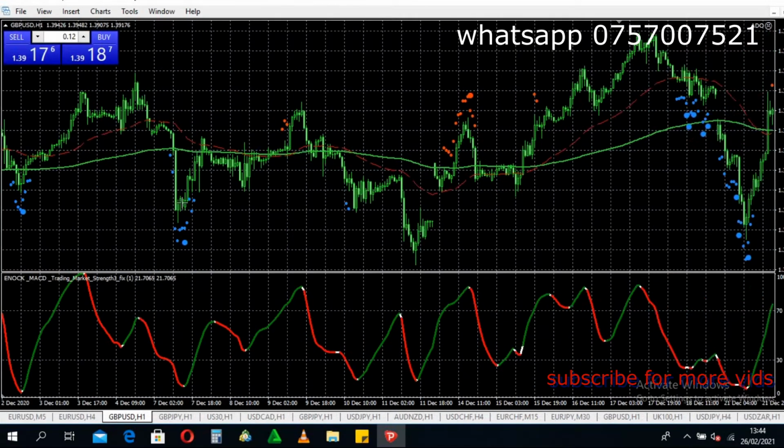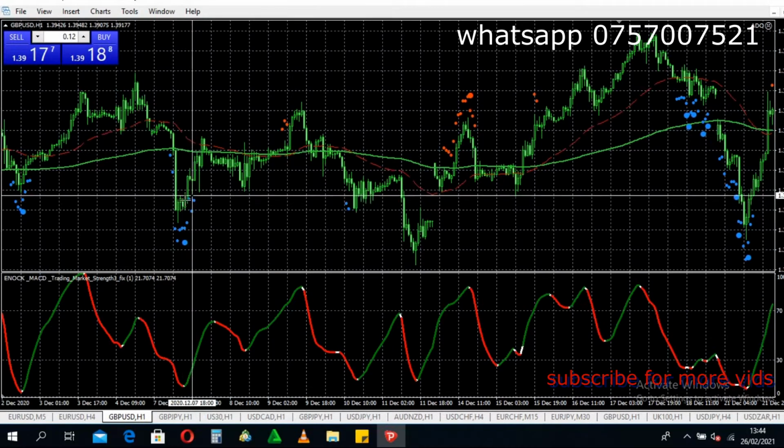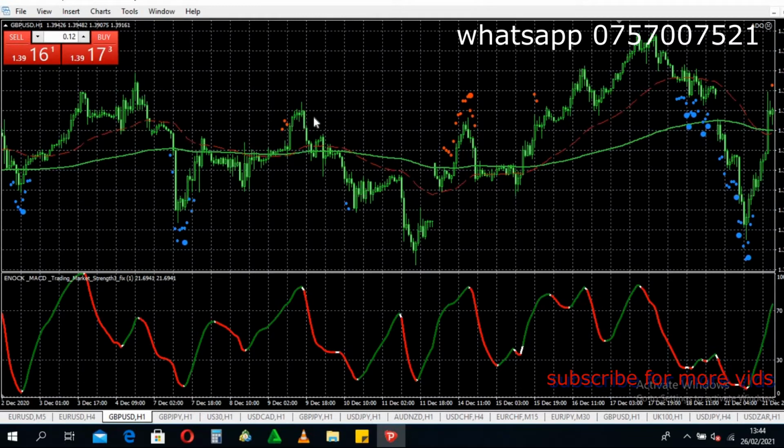This is also a winning trade. Around here, you enter, you hold it. Some may close out from here, but you hold it until up above here, which is around here. You make another 1,600 points. That means if you have a lot size of 0.1, you would have made $164. And that's a very good return on investment. You put your stop loss just below these lows.